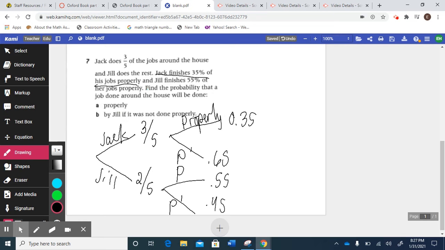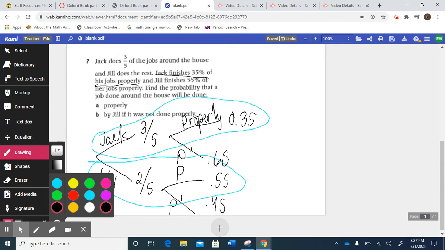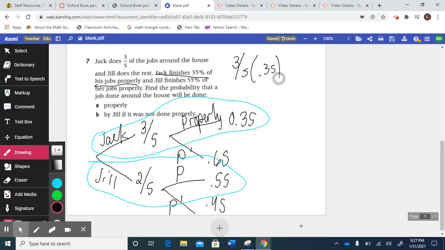Okay, so we want to know if a job is done properly. Doesn't matter who does it. I just have to make sure I find all the ones that are properly done. Well, that would be here if Jack does it properly or if Jill does it properly. So those are our 2 properly branches. So what I'm going to do is use the product rule and multiply our 3/5 times 0.35 for Jack. And then for Jill, it would be 2/5 with the 0.55.